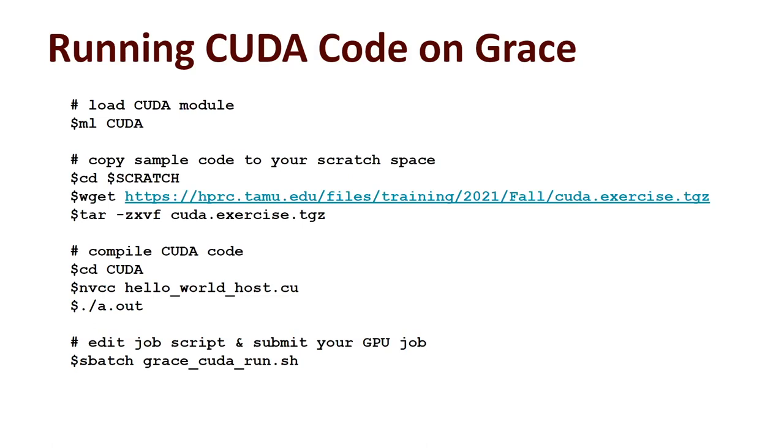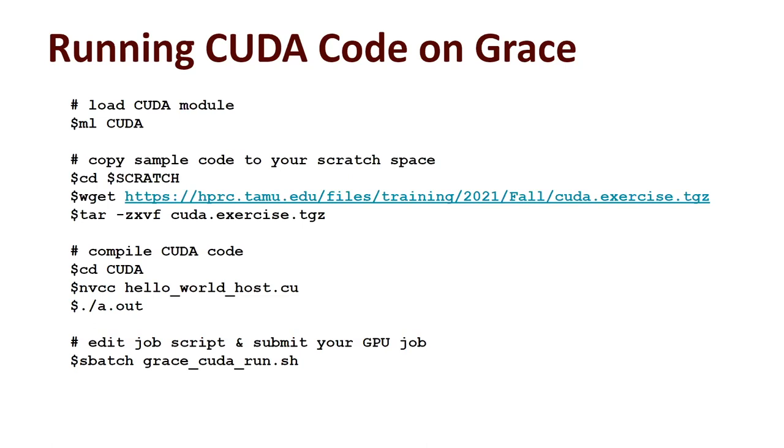I can just go through this quickly. The first step is to load the CUDA module like we did before. Loading the libraries lets the environment know the particular version that you want to use. Then we go to the Scratch space and download the file with wget, unzip it into the directory CUDA, go into the CUDA directory, and compile this hello world host program. This will just print hello world on your screen. If you don't specify the output name, the default output for all these compilers will be a.out.